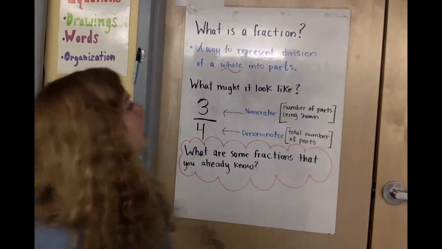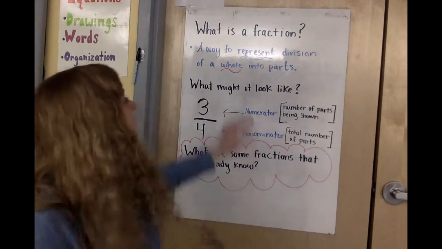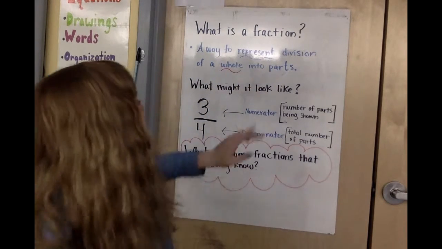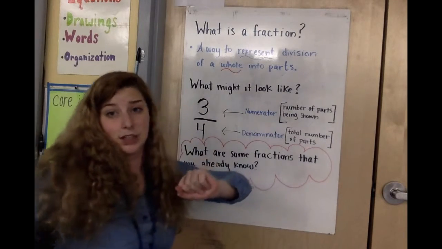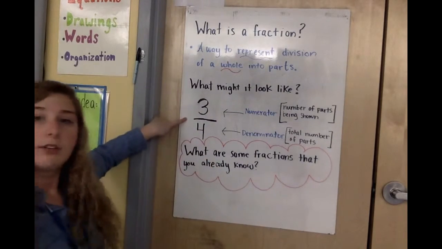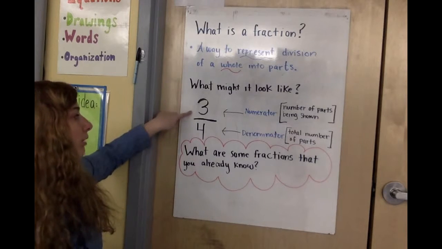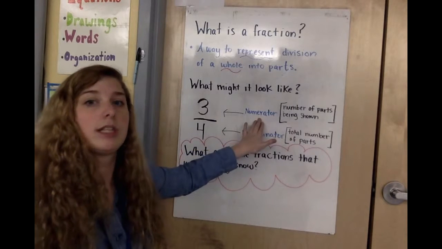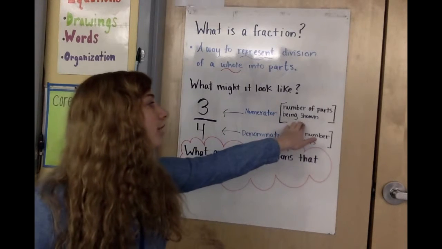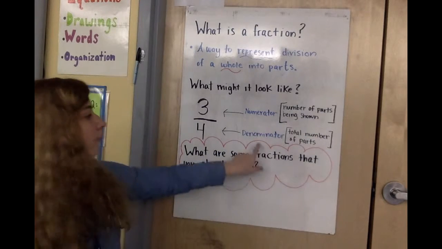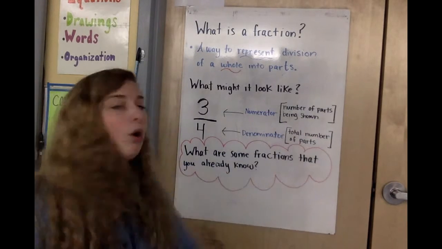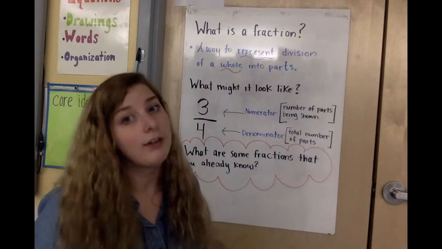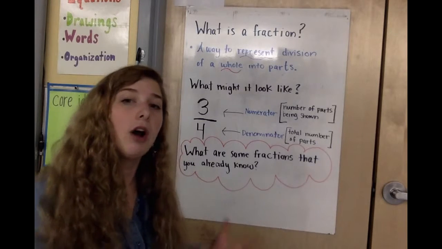A fraction is a way to represent division of a whole number into different parts. What might it look like? Well, let's look right here. We have 3/4, and we have a numerator, which shows the number of parts being shown. And then right here we have the denominator, which shows the total number of parts in the whole. So it could be a 1, it could be a 5, it could be anything depending on what you're talking about.